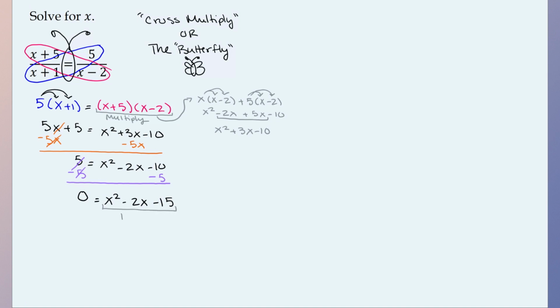This one is a couple of steps. So we're going to factor. When we do our factoring, we look at our a times c value. I'm going to do the factoring over here on this side, so I have a little bit more space. So we have x squared minus 2x minus 15, just rewriting it for us. We look for our a times c value. 1 times negative 15 is negative 15, and we need that b value of negative 2.